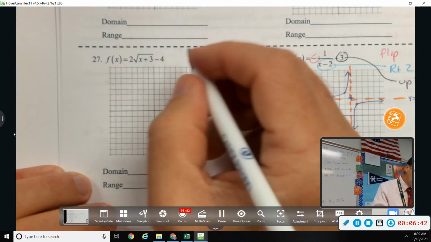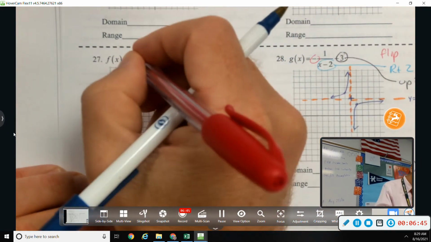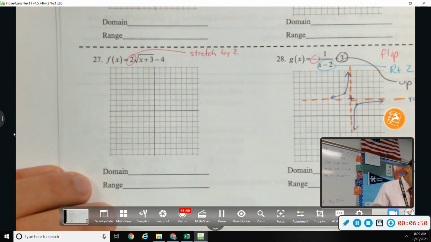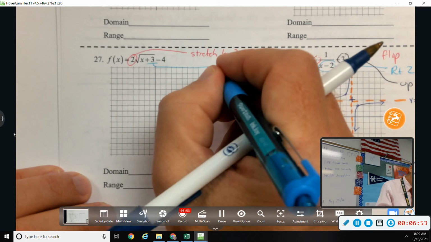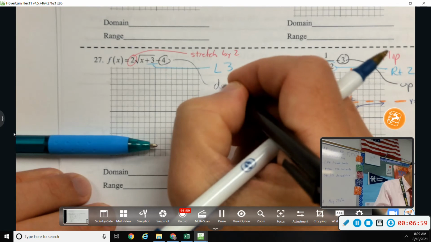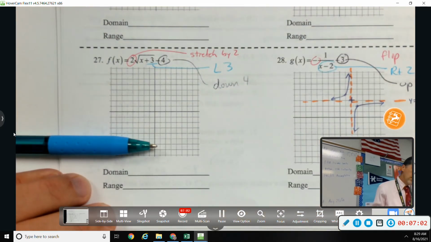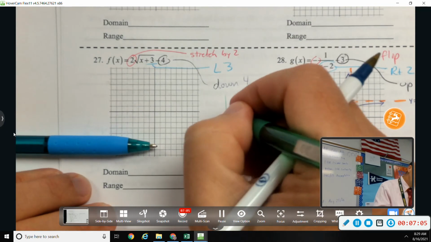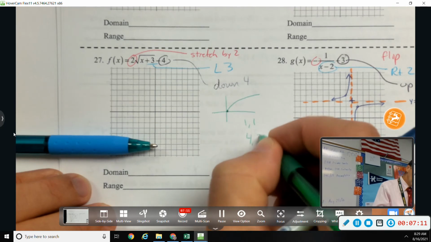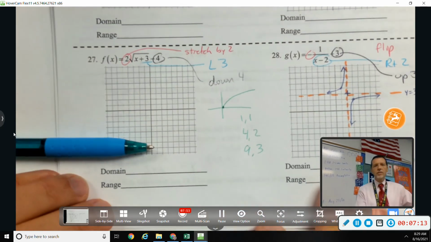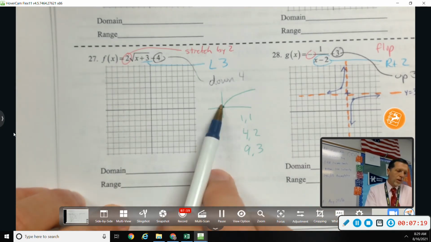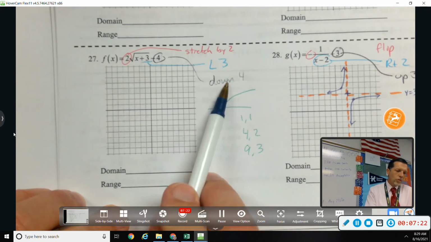Let's see. Again, thinking through what's going on here. We've got a stretch by 2. I've got a plus 3, so that would be left 3. Then the minus 4 would be down 4. And the parent function is a square root. So it looks something like that with those key points. And now I need to combine all of that into one picture. So take this picture, move it left 3 and down 4, and then stretch it by 2.